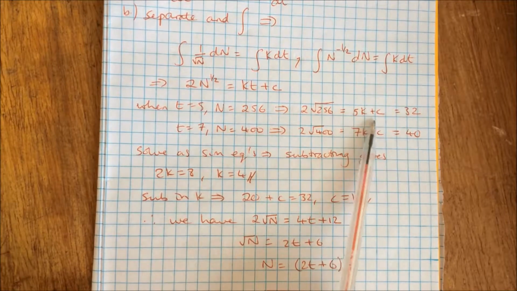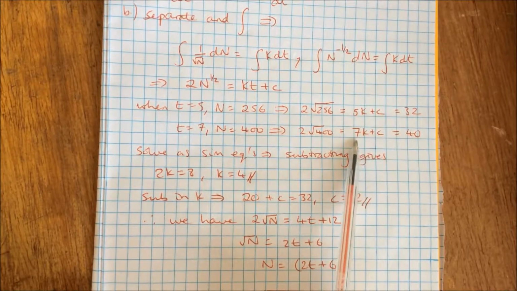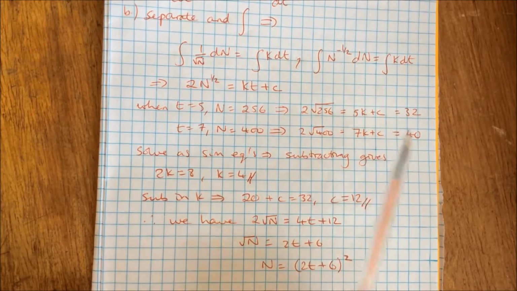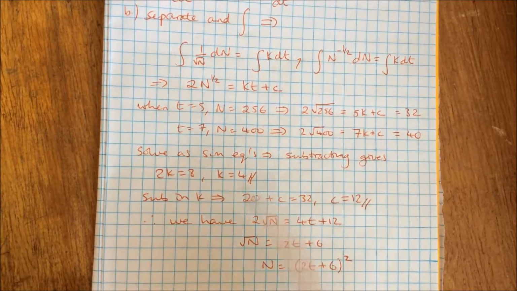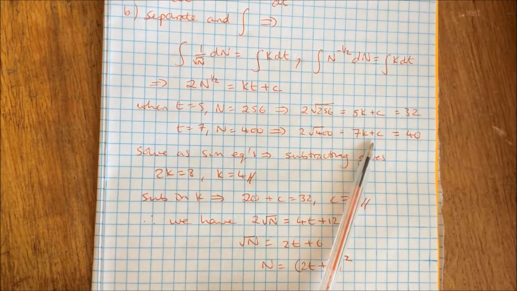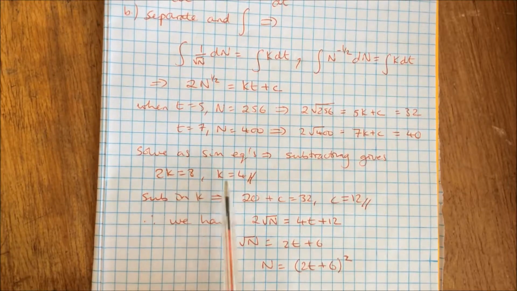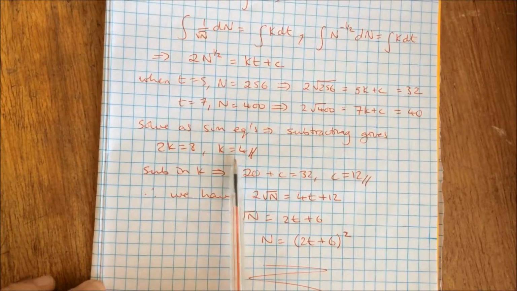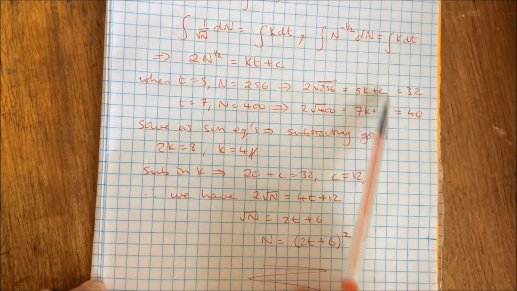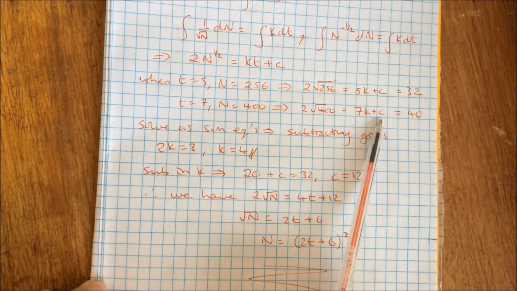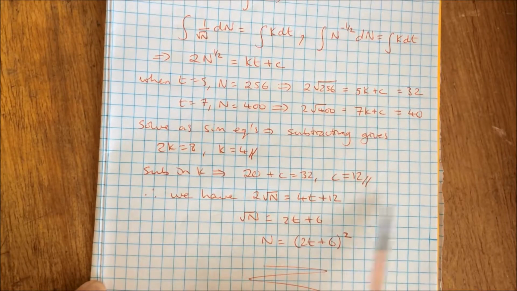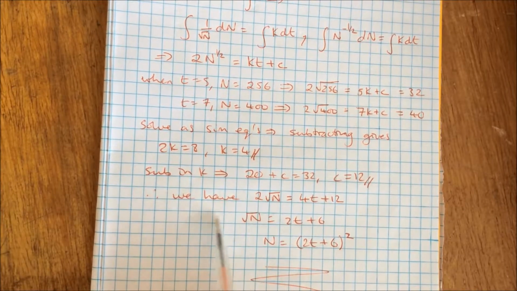I've come up with 5k plus c equals 32, 7k plus c equals 40. Choose your preferred method of solving the simultaneous equations. I've gone for subtraction there, which gives me 2k is 8, so k equals 4. Substitute your value of k back into one of these to get the value of the constant c. You then get the general formula.